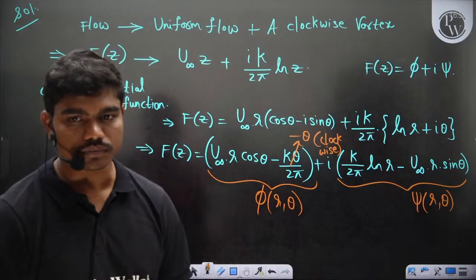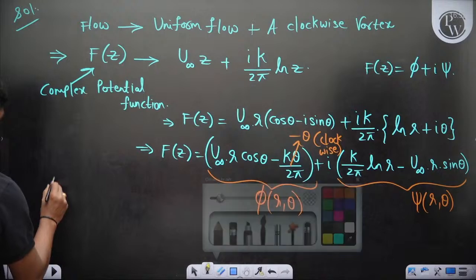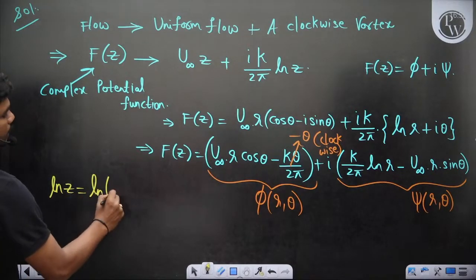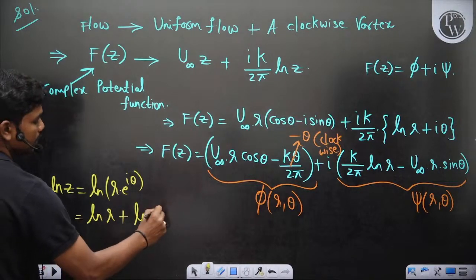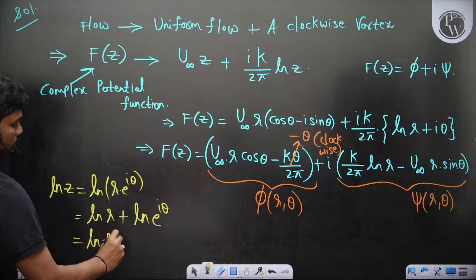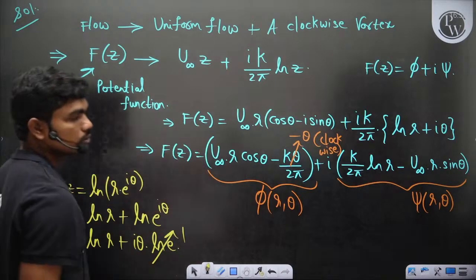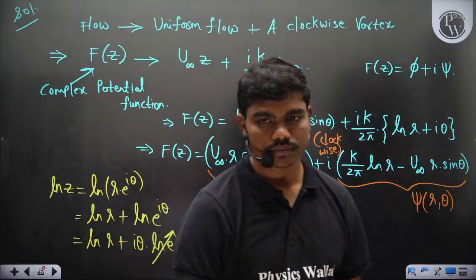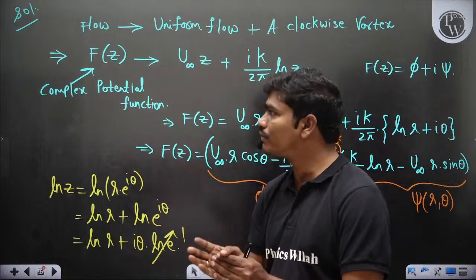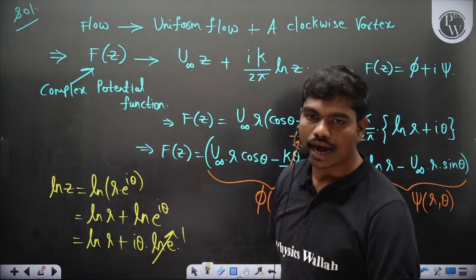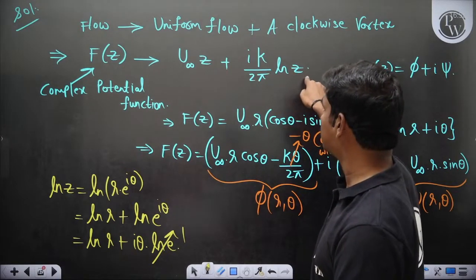Okay, clear? So ln z expansion, if you see ln z, r into e power I theta, so ln r plus ln e power I theta, so ln r plus I theta times ln e, so ln e is 1, so ln r plus I theta, that's what. Okay, can you get this? So basically whenever you have a uniform flow, this is the complex potential function. Okay, and for a vertex flow you have plus I times k by 2 pi ln z actually here. Okay.